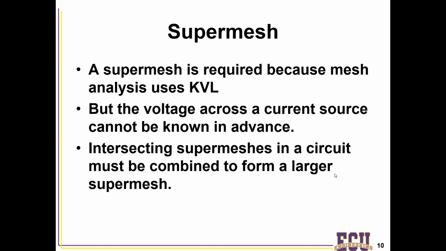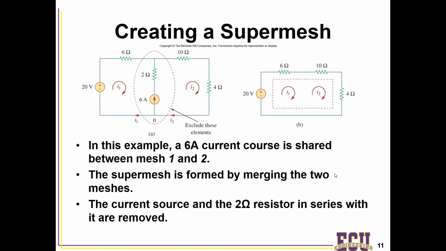Alright, now with a super mesh, that is going to be a little bit different because it's also going to involve Kirchhoff's voltage law as well as Kirchhoff's current law. So we're going to see a constraint equation formed along with the super mesh equation. When you combine two meshes and only get one equation out of those two meshes, you need to still have n equations to solve for the n unknown mesh currents. And so the last equation is going to come through Kirchhoff's current law. So we'll see an example of that in just a moment.